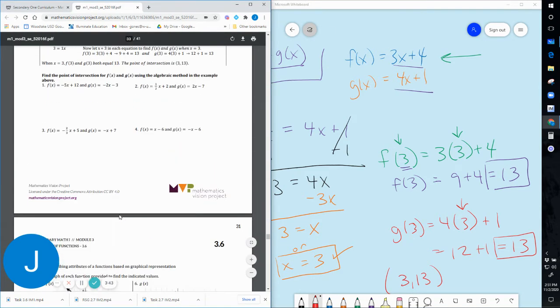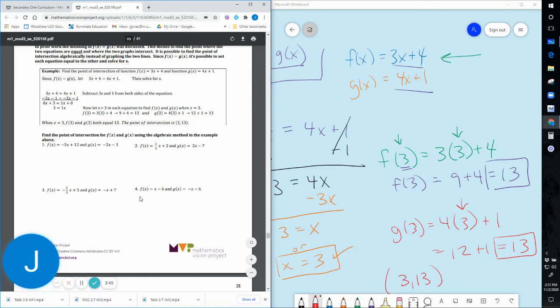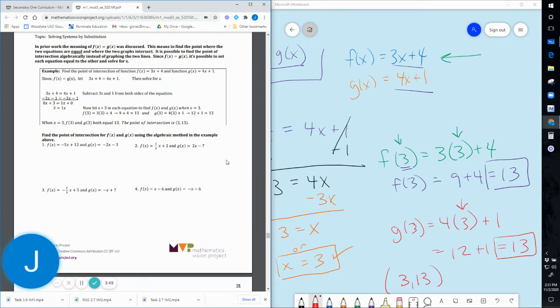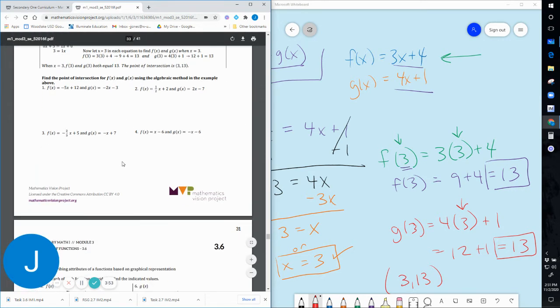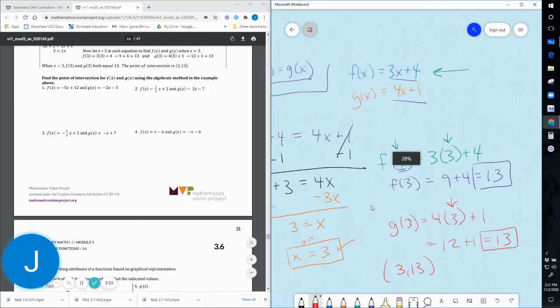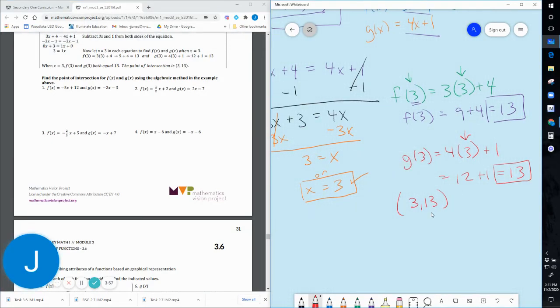Now look at problems 1 through 4. It gives you two equations each, and it wants you to do the same thing we just did. Set them equal to each other, solve for x, and then also plug in x and solve for y, and then give the ordered pair. This ordered pair right here is my answer.